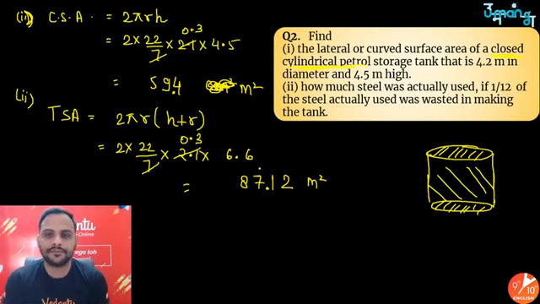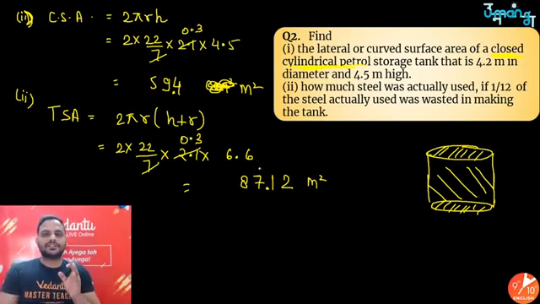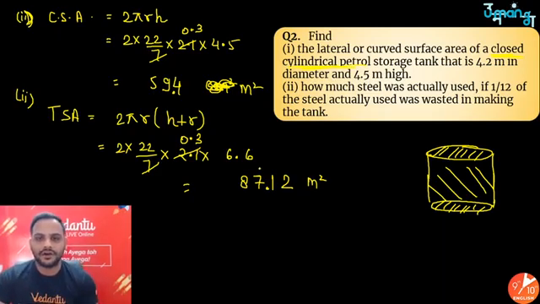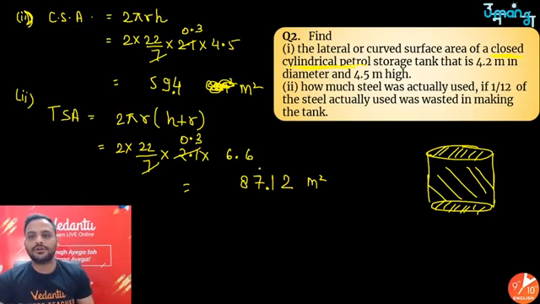Now see, this is the main part. What they are saying: how much steel was actually used if 1/12 of the steel actually used was wasted in making the tank. Whatever steel was used, 1/12 of that total steel was wasted, every time. Now we know this much area of steel is required, but we got some extra steel because 1/12 of the steel will be wasted. So let us say the steel actually used is a meter square.